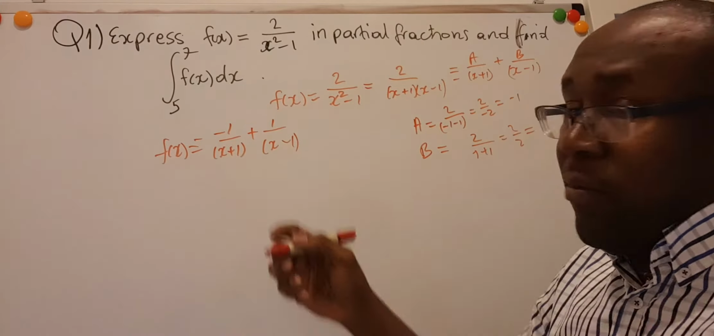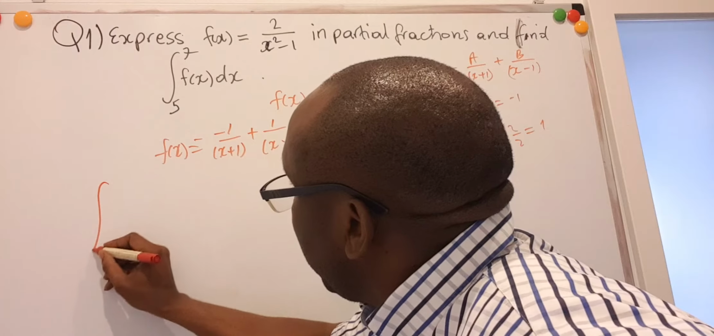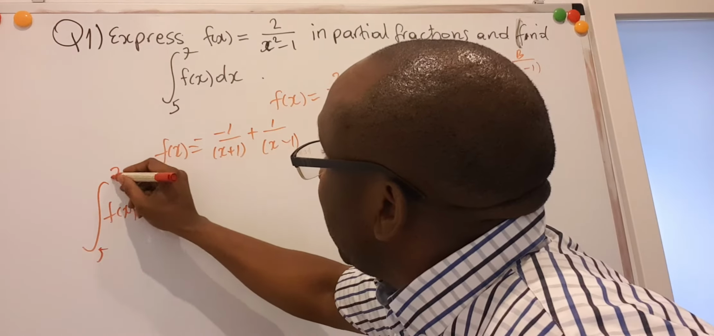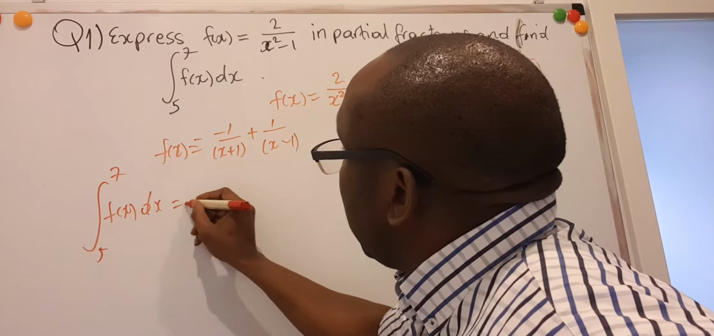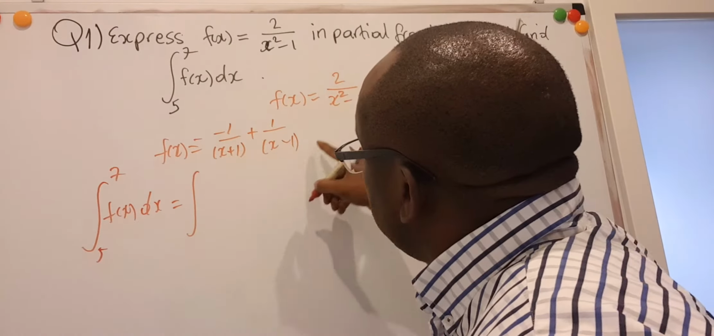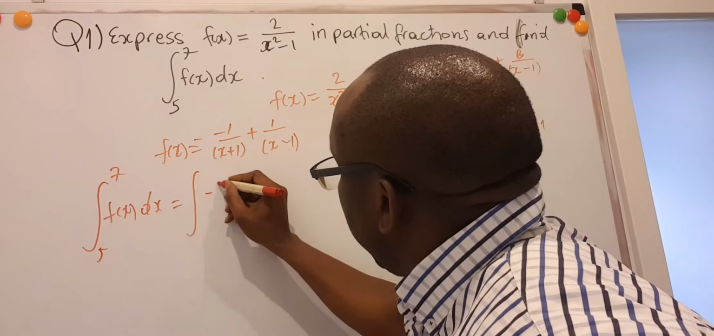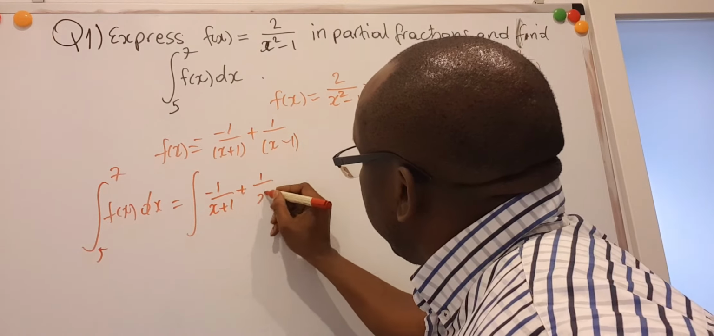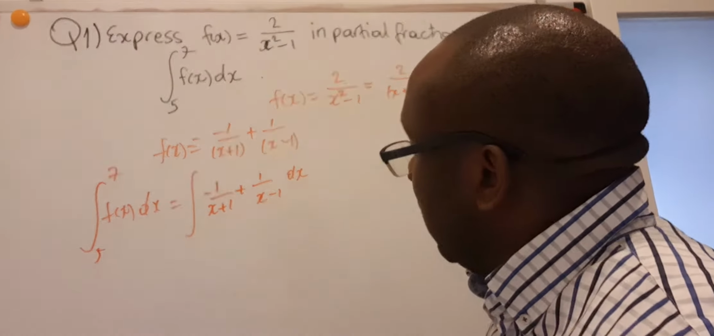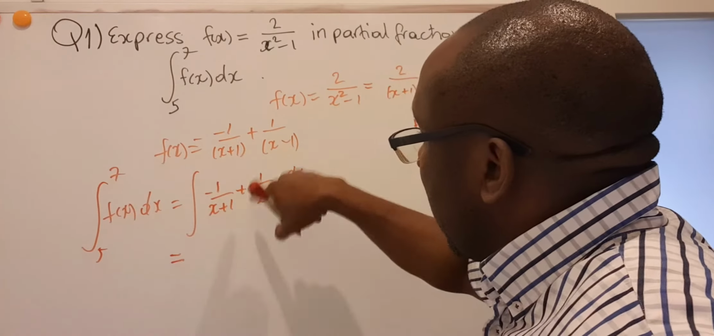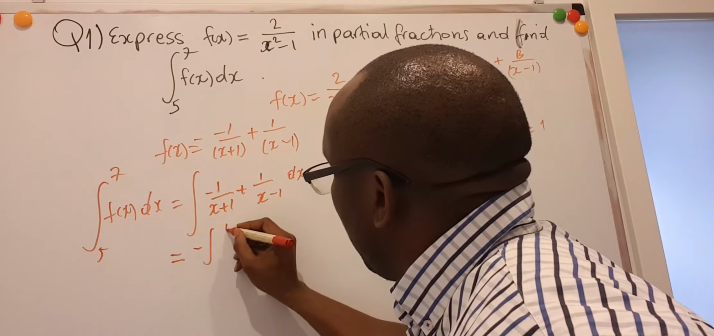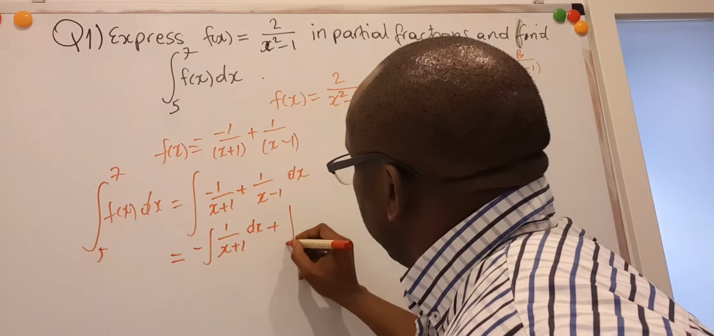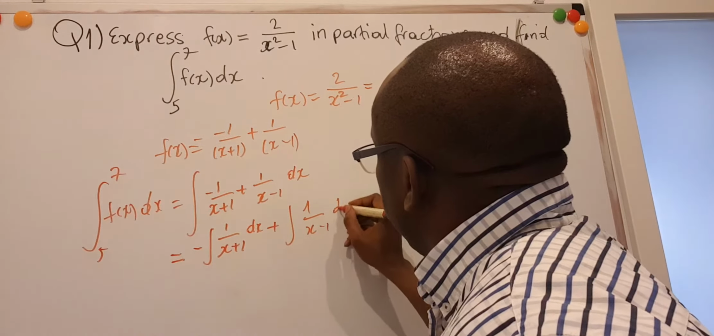That's fine. Now let's look for the integral. So my integral of f of x, I'll keep the limits and put them at the end, so I will not repeat them again and again. This is the integral of this side, because we see that they're identical: minus 1 all over x plus 1 plus 1 all over x minus 1, all dx. I can separate my integral, it's distributive. So this is minus the integral of 1 over x plus 1 dx plus the integral of 1 over x minus 1 dx.